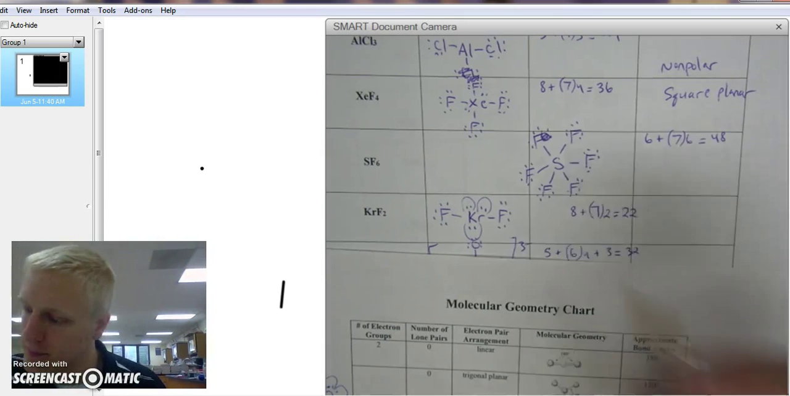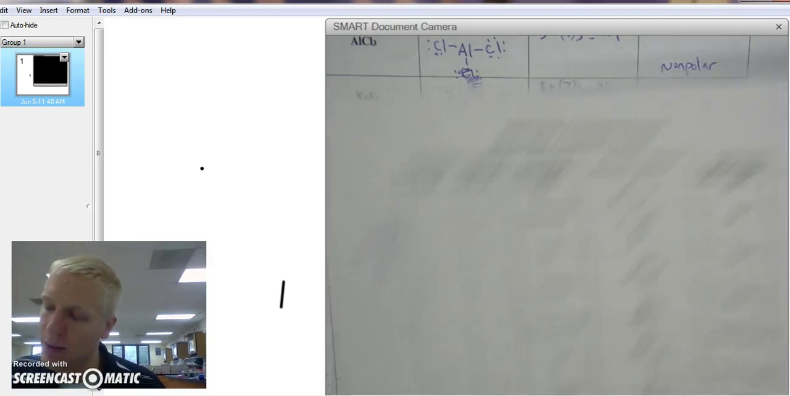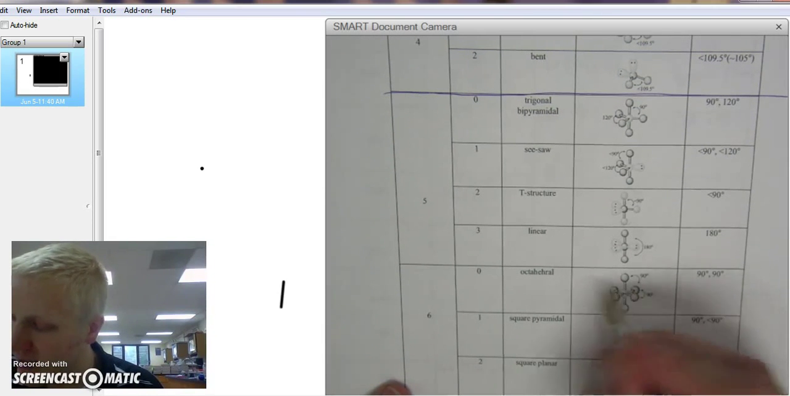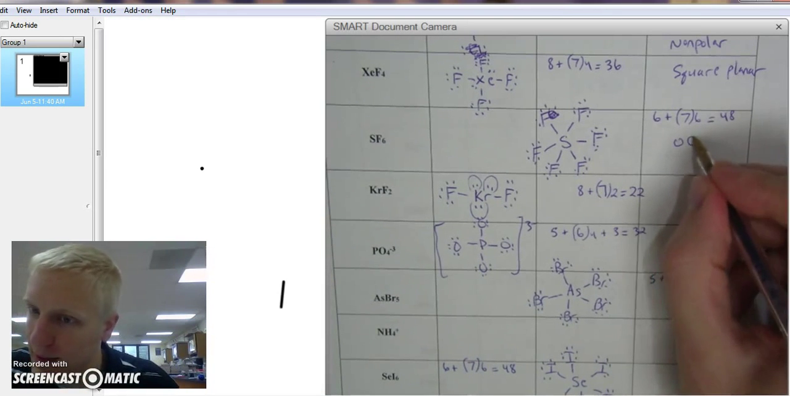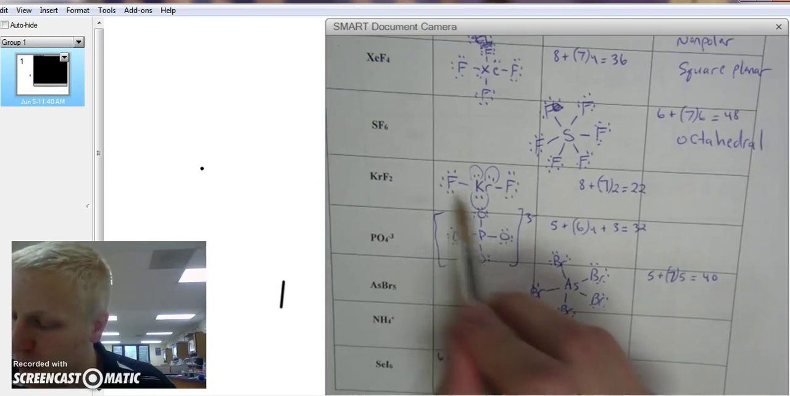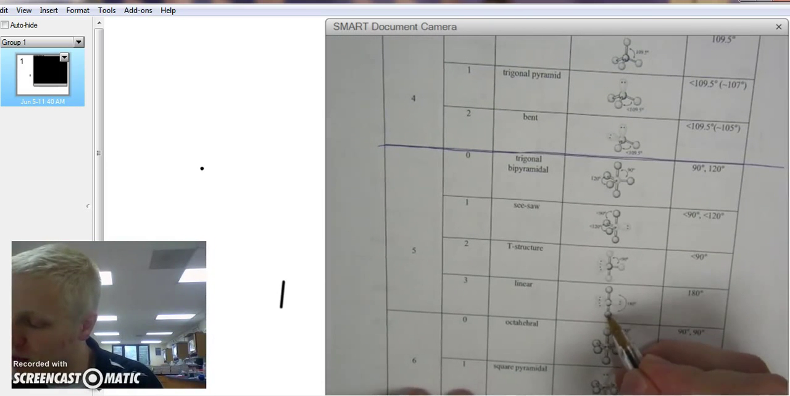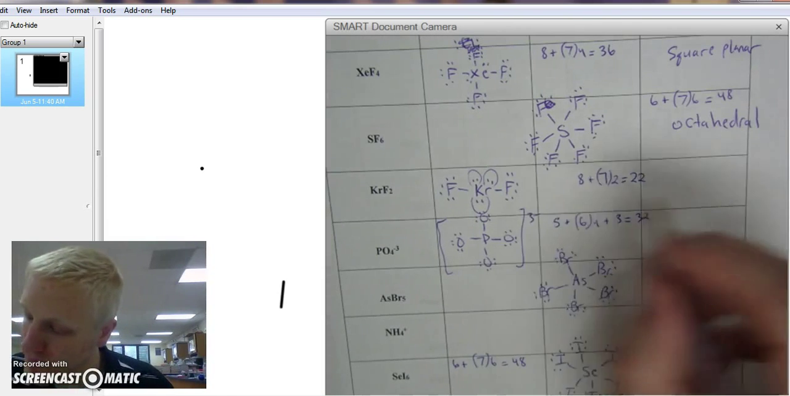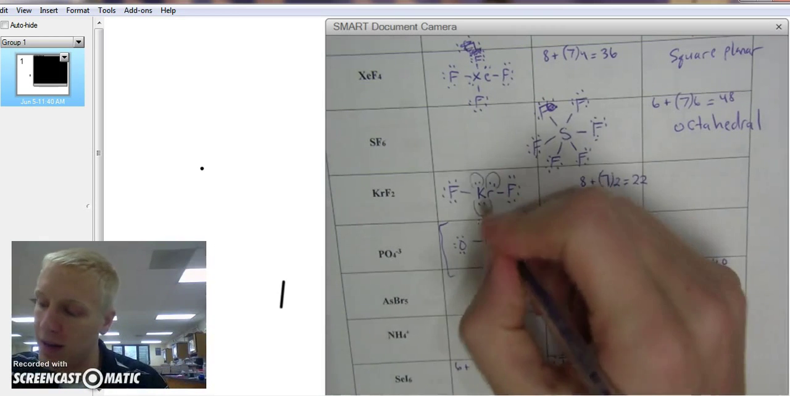And then here we have 6 outer atoms, no lone pairs on the center. That one's a nicer one. That's going to be octahedral. And then here we have 2 outer atoms and 3 lone pairs. I'm guessing linear. 2 outer atoms, 3 lone pairs, and that's linear. It's basically made a line because of the repulsion of these lone pairs.